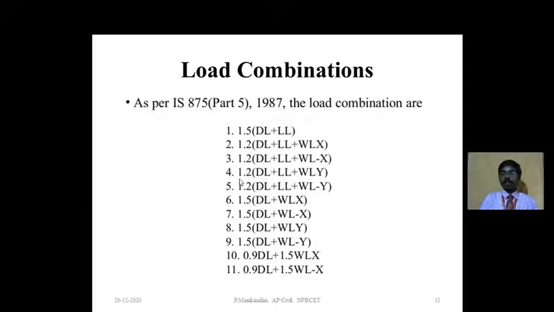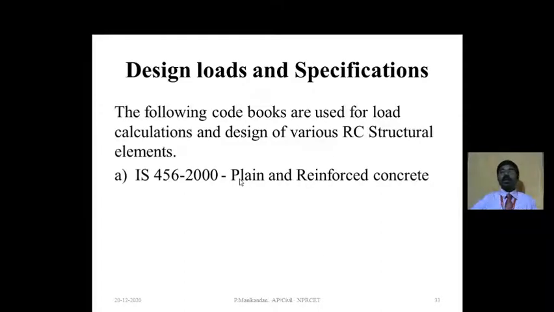In software like STAAD Pro, we can create auto combinations so that we can find out at which combination the structure is found to be critical and fails. The important code book that we have to follow is IS 456 2000. As a civil engineer, we have to stick to the rules and codal provisions mentioned in IS 456 2000 for plain and RCC.